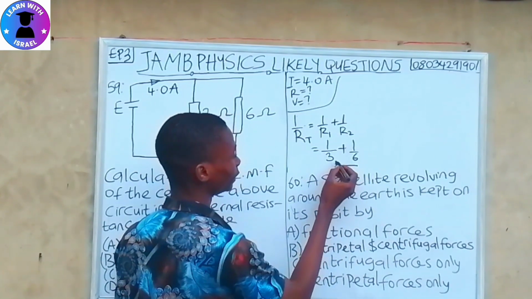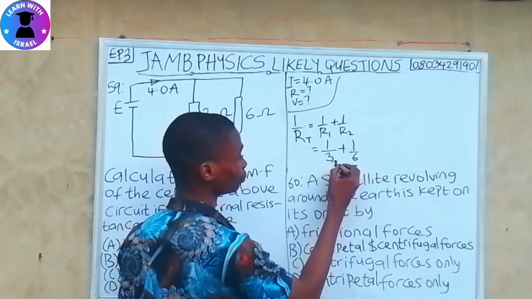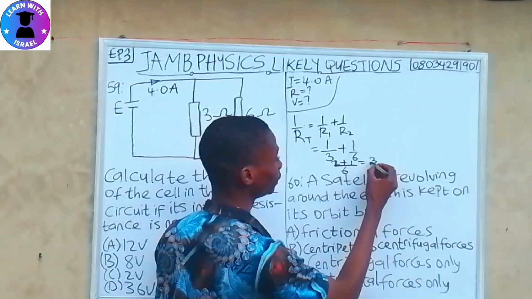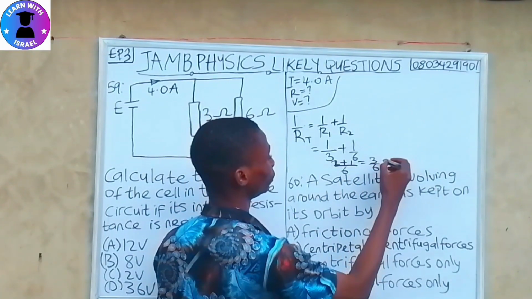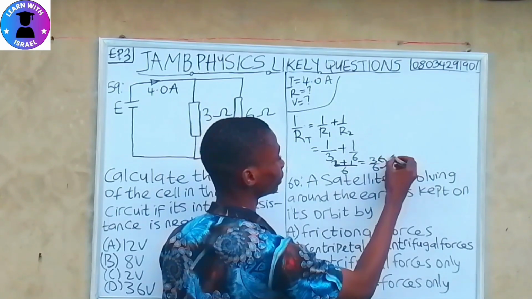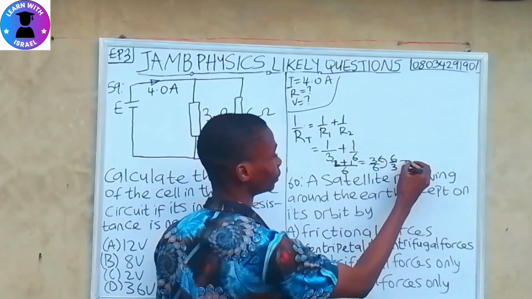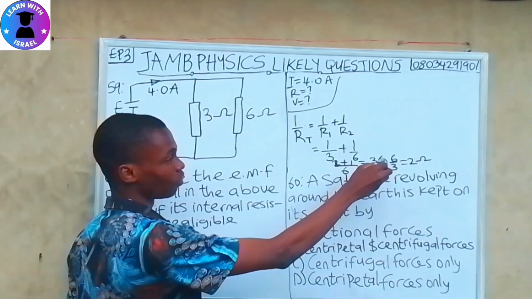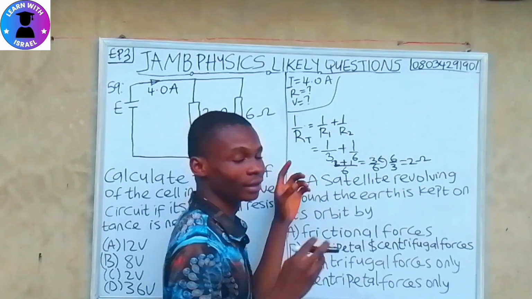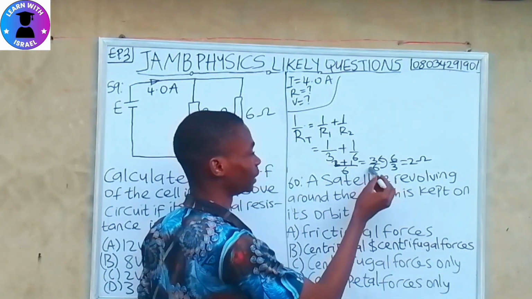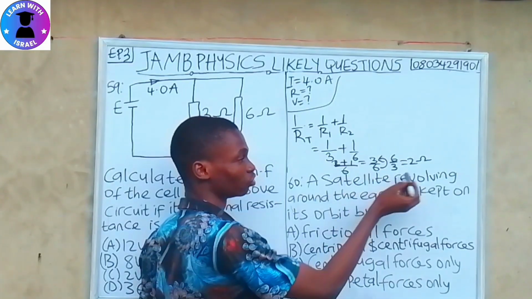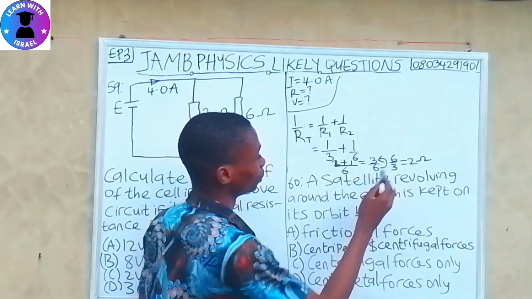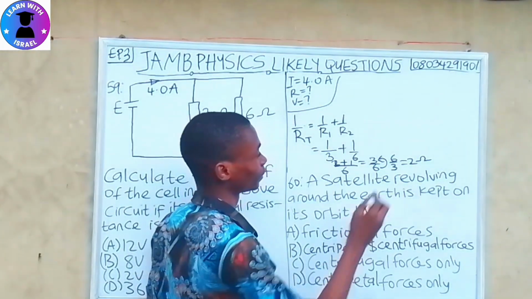6 divided by 3 is 2, sorry, plus 6 divided by 6 is 1, which equals 2 plus 1 is 3 all over 6. It will now change to 6 all over 3. 6 divided by 3 equals 2 ohms. I hope you know that. When calculating under this kind of topic, you have to bring the denominator up and take the numerator down. I hope you understand. So that's what we do here, and we divide and we get our 2.